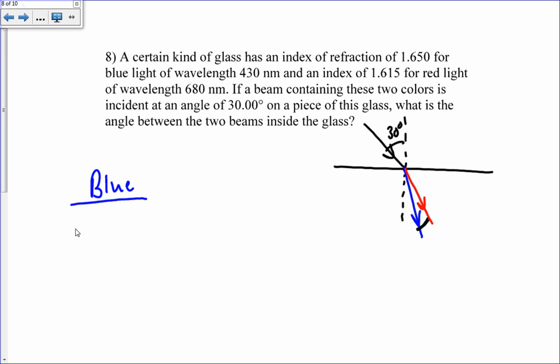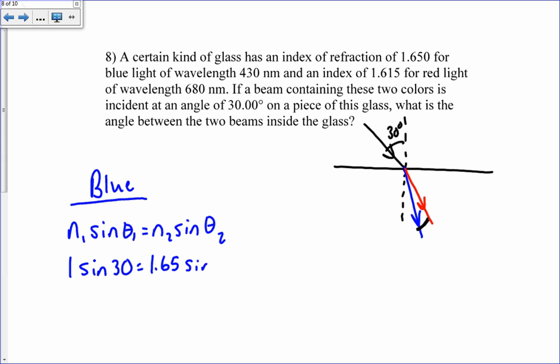So just like I did before, for blue light, n1 sine theta 1 equals n2 sine theta 2. That's 1 sine of 30 equals 1.65 sine of theta 2. And then my theta 2 is going to equal 17.6.